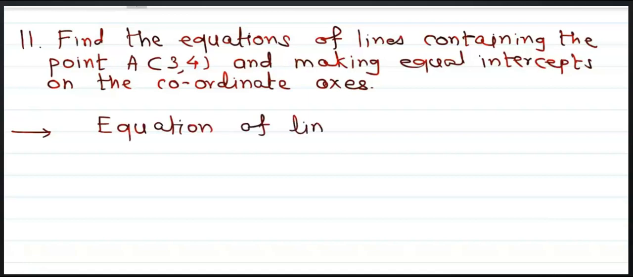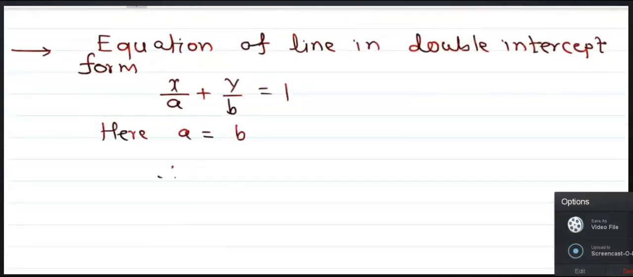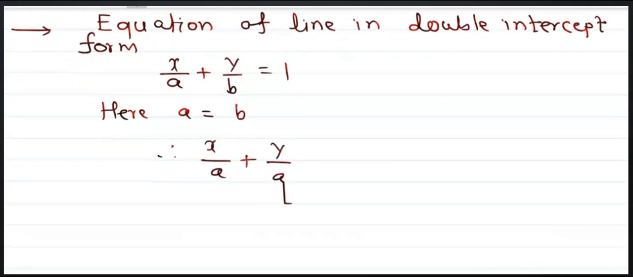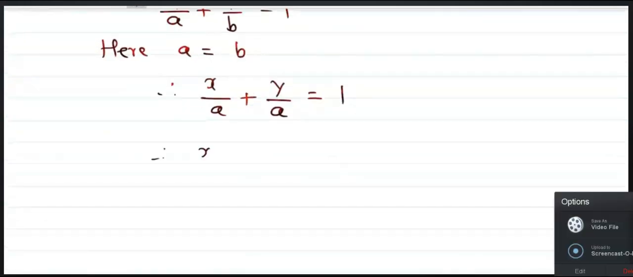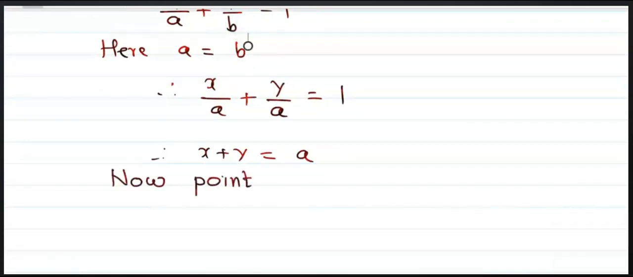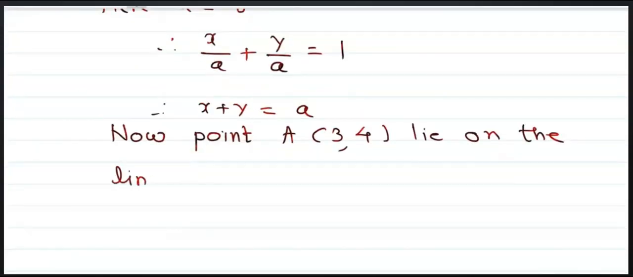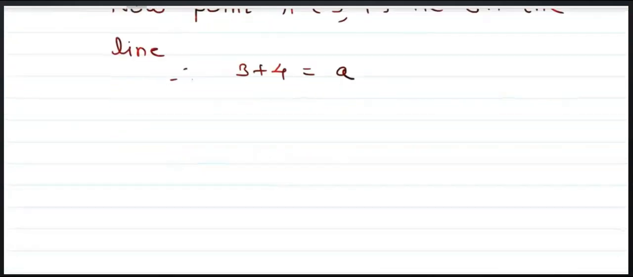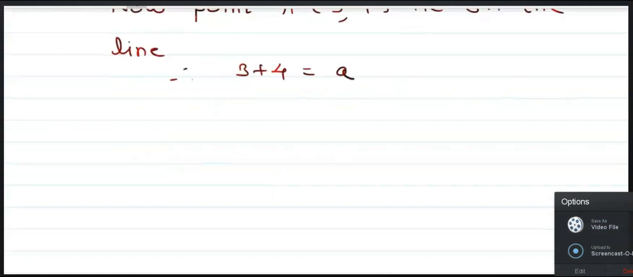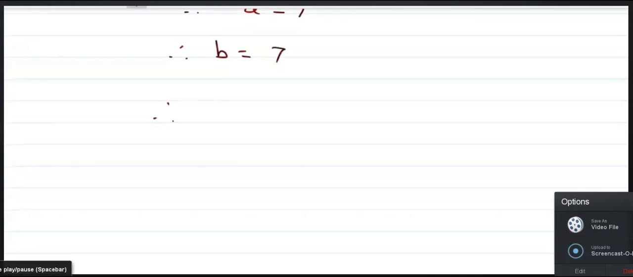Now the equation of the line in double intercept form is x upon a plus y upon b is equal to 1. a is equal to b. Therefore, x upon a plus y upon a is equal to 1. Therefore, x plus y is equal to a. Now the point A(3, 4) lies on the line. Therefore, 3 plus 4 is equal to a, so a is equal to 7 and b is also equal to 7.